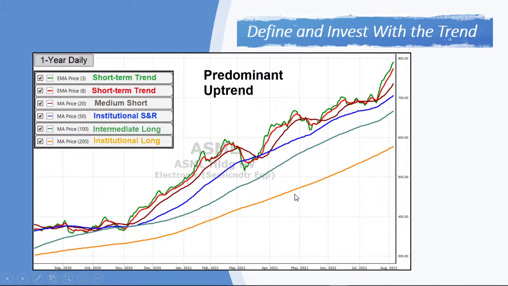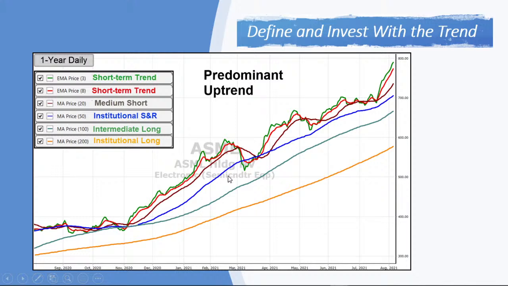The 200-day moving average is the institutional long. The 100-day simple moving average is the intermediate long-term trend. We want to live above those moving averages. We want to identify buying opportunities for the most part. Now, don't get me wrong, when you're going bottom fishing, which is an entirely different animal, you may be buying stocks that are below the 200-day moving average. For the most part, we want to live above the 200-day moving average and the 100-day moving average, meaning we want to find opportunities to buy.